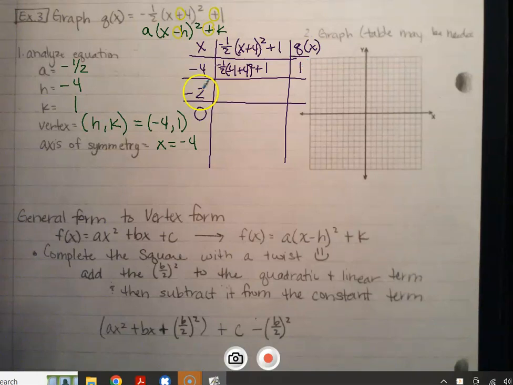Good. Let's put -2 in there. So we have -1/2 times (-2 plus 4) squared plus 1. Okay, if you need to work this out, that's fine. I'm just plugging it in here. So we've got -2 plus 4, squared. So -2 plus 4 is 2 squared. So that's going to be 4.